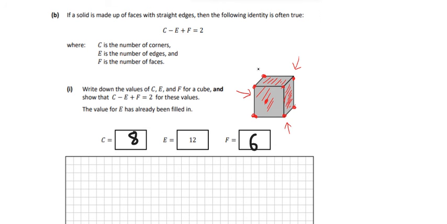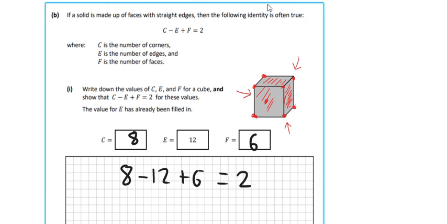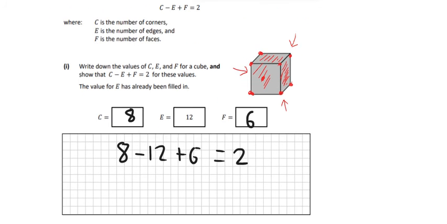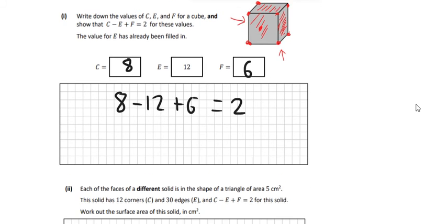So we have to do C minus E plus F. So 8 minus 12 plus 6, and that should equal 2. So 8 minus 12 is minus 4, and add on 6 is positive 2.